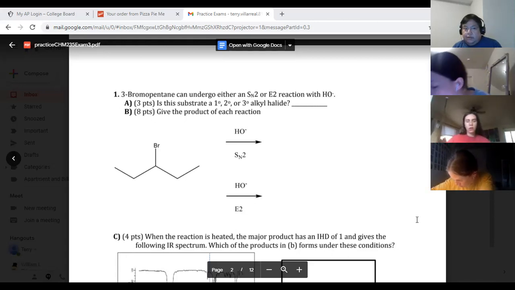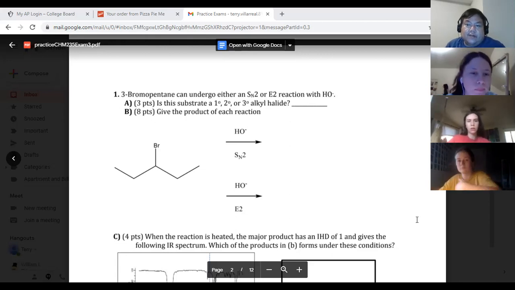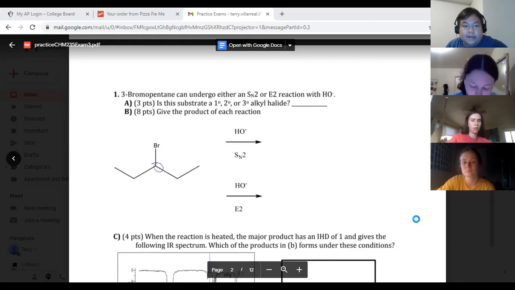So looking at this, is this a primary, secondary, or tertiary, Meg? Secondary. Yep, it should be a tertiary because this carbon here, right, is connected to 2 carbons, therefore it should be secondary.